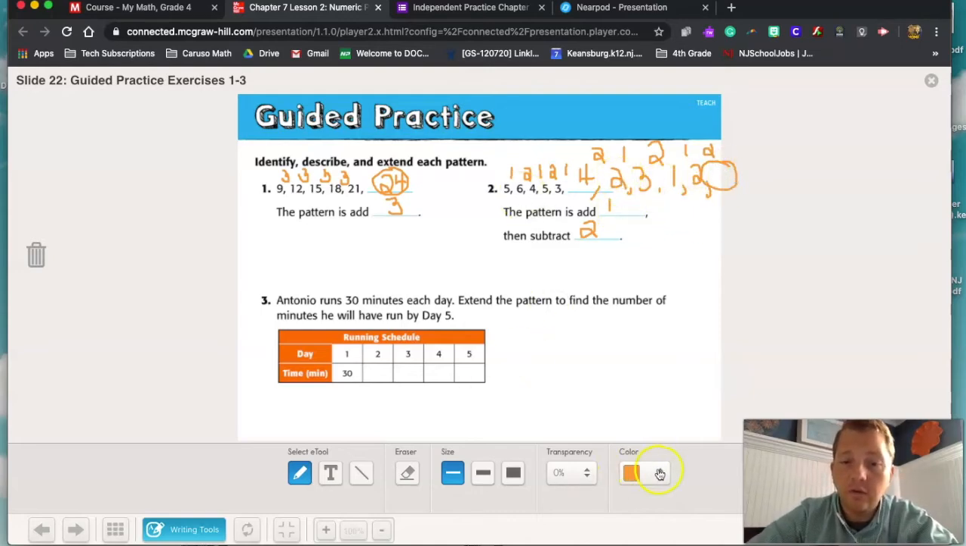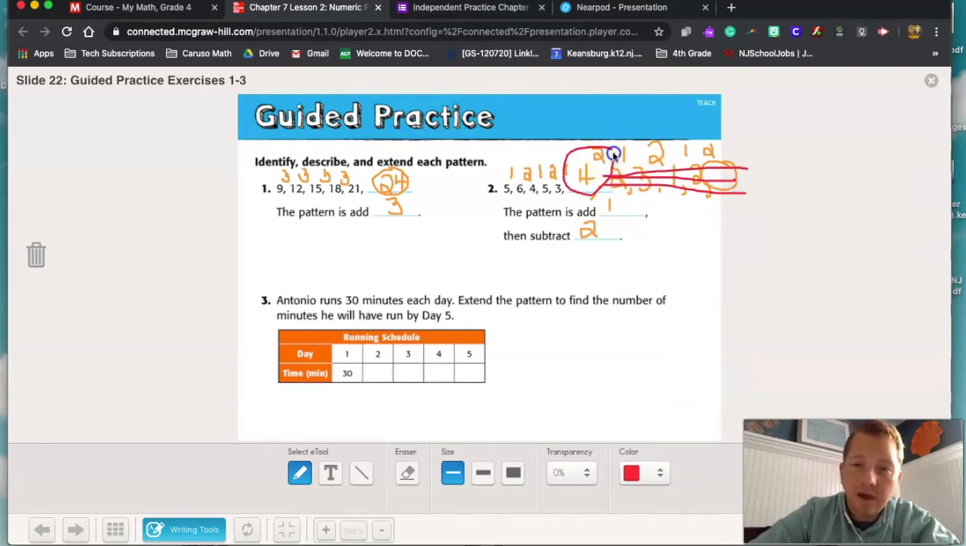You don't need to do all of this. Just wanted to show you how it worked. We don't have to do this much. We're only looking for the very first or the very next number set in our pattern.